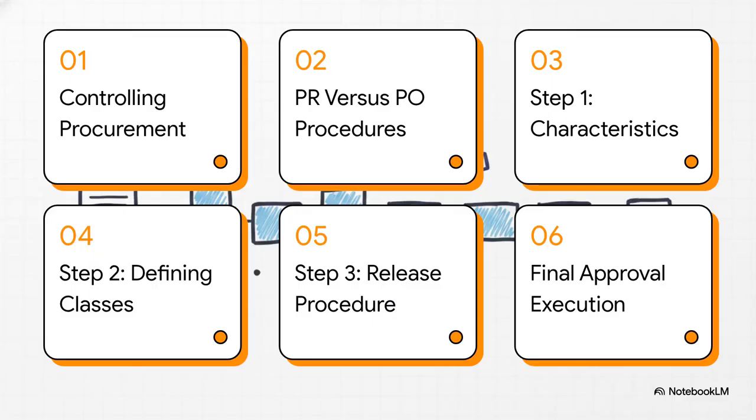1. Controlling the procurement process. 2. PR versus PO procedures. 3. Step 1. Creating characteristics. 4. Step 2. Defining classes. 5. Step 3. Release procedures. And finally, 6. Final approval and execution. Let's get right into it.